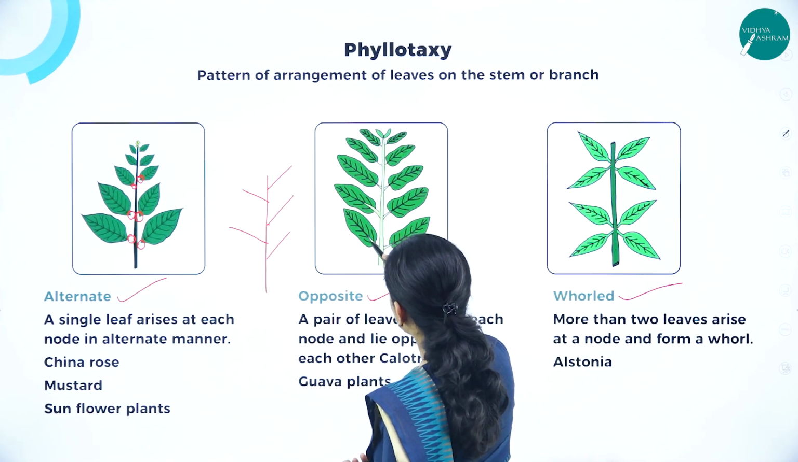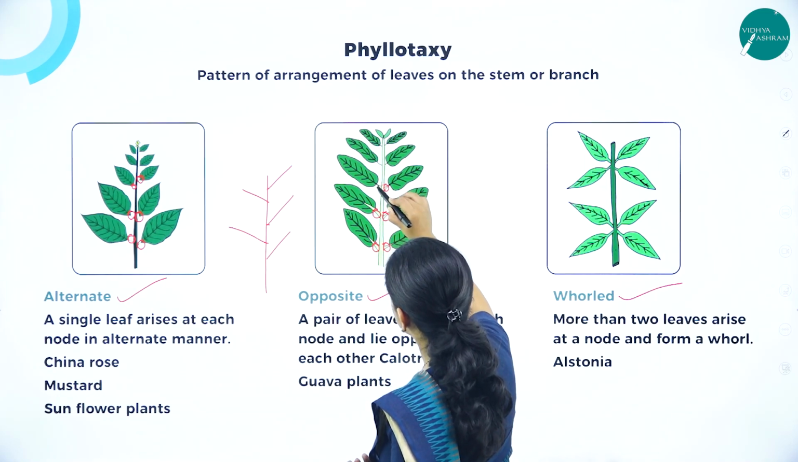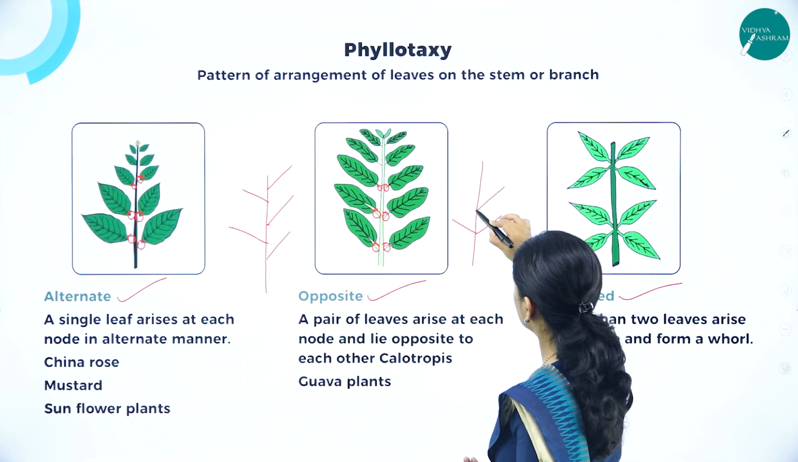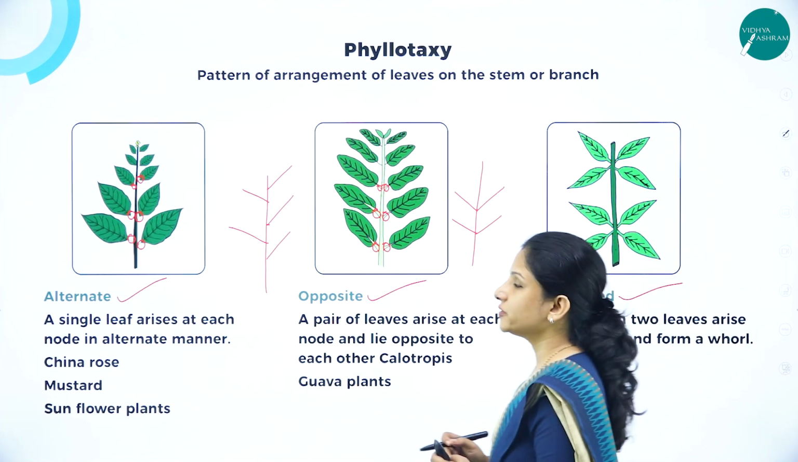Opposite means exactly opposite to each other. You can see here they're exact opposites. If one leaf is here, the other one will be here, one here, the other one here. This is opposite leaf arrangement or opposite phyllotaxy.